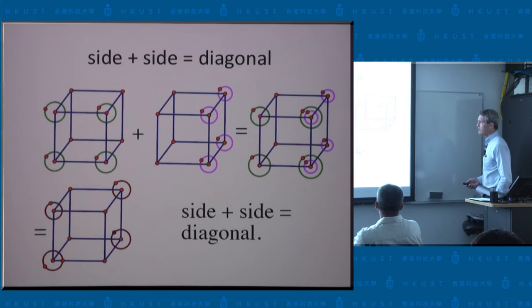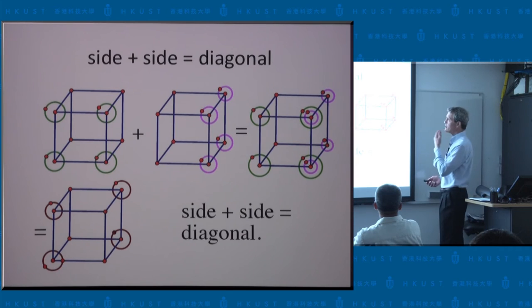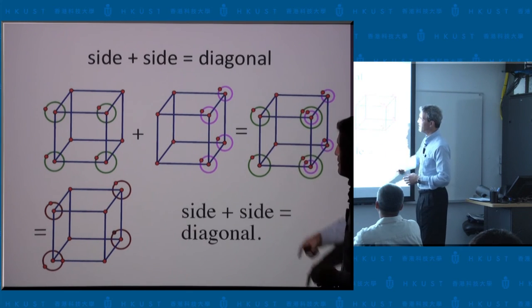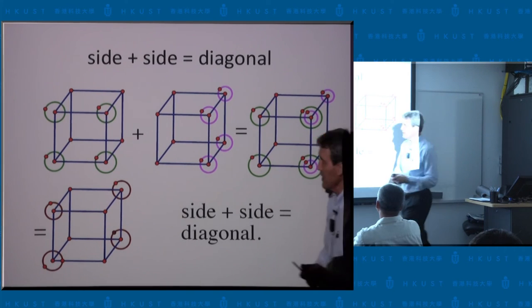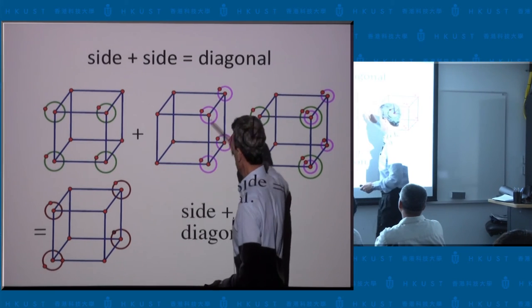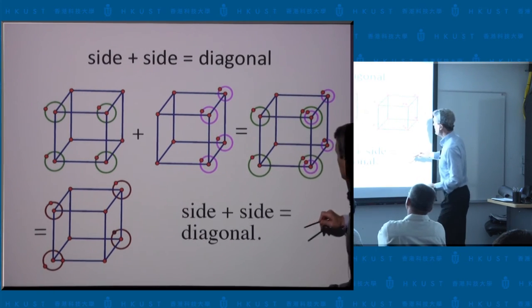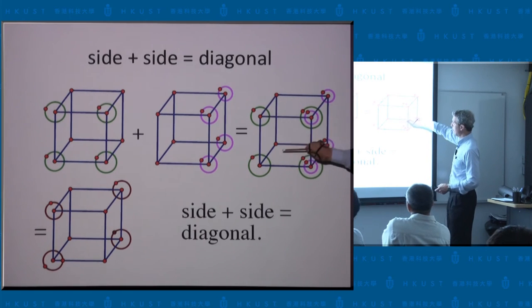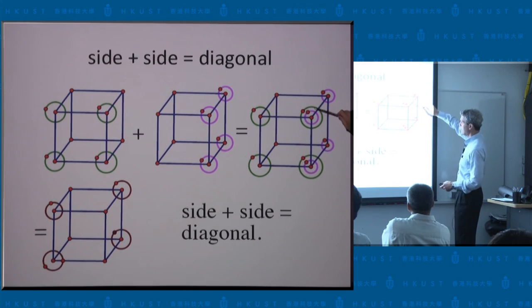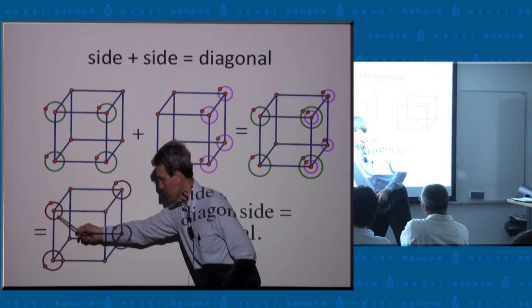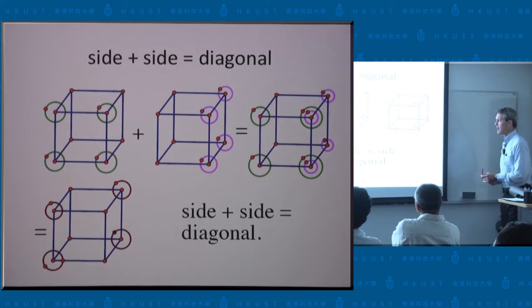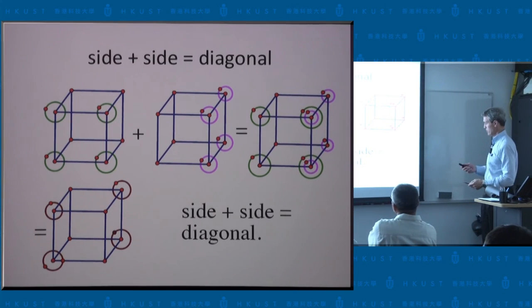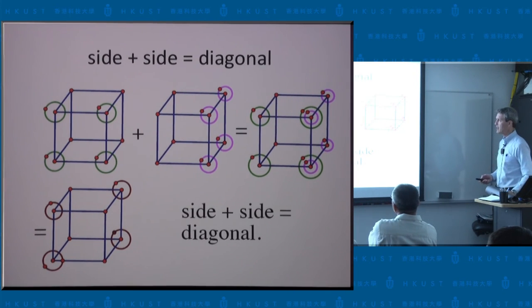Let me give you an example of this addition. So here my set is the set of vertices of the cube. And so here is one set like this side here, these four vertices. Another set, these four vertices this side. And then if I add them together, I take all the things, but then I cross out the ones in the intersection. So the sum will be this guy here with these four vertices. Those four vertices are like a diagonal slice of the cube. So we can say that side plus side equals diagonal.